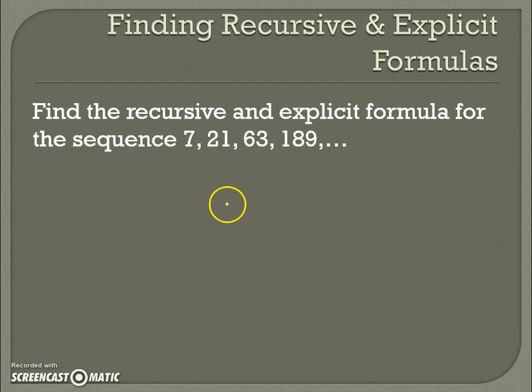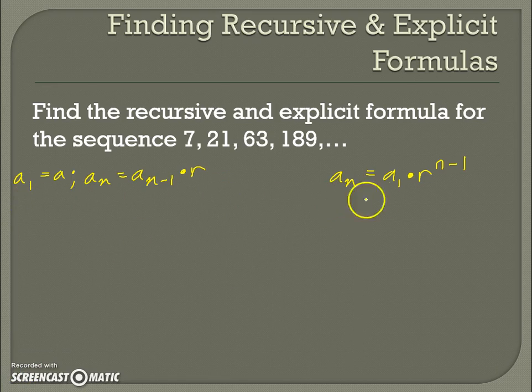Let's go from here. Find the recursive and explicit formula for the sequence. So you want to have those in front of you. I'm going to write those up here right now. All right, so here are my formulas. Here's the recursive, and here is the explicit. Now, first of all, let's identify what is our common ratio. To get from 7 to 21, 21 to 63, 63 to 189, hopefully you see that this is being multiplied by 3. So the r, my common ratio, is 3.